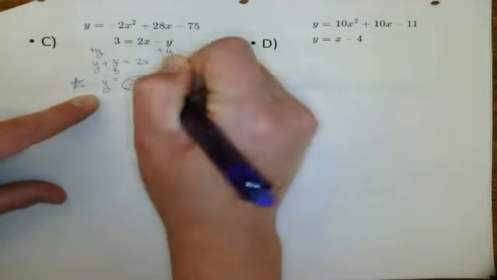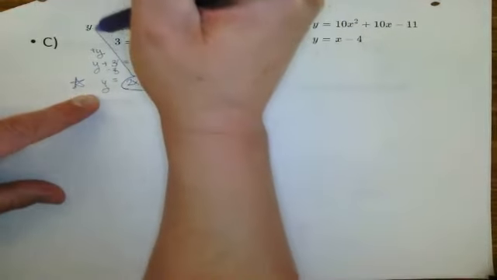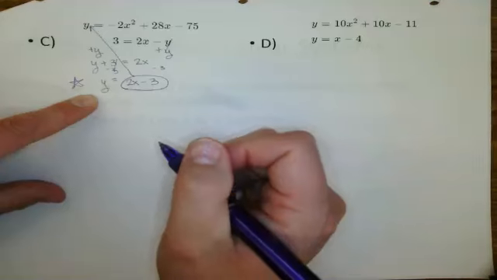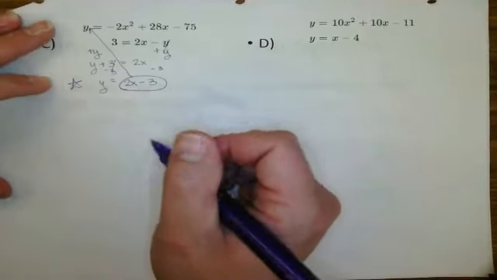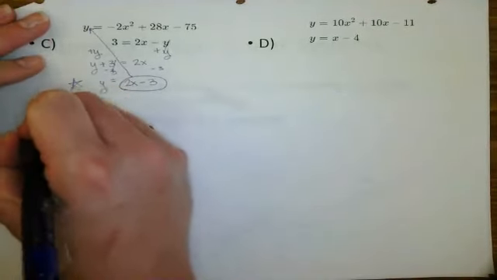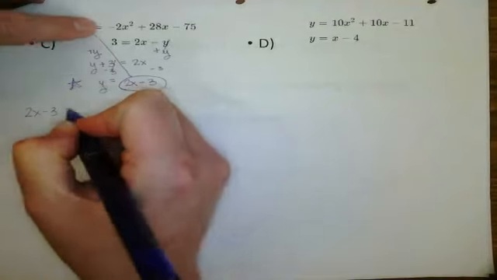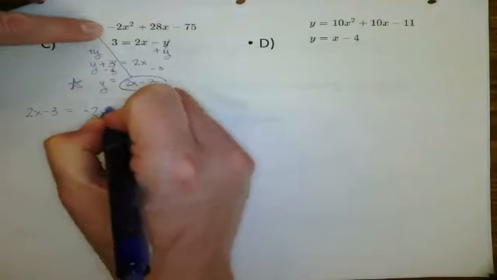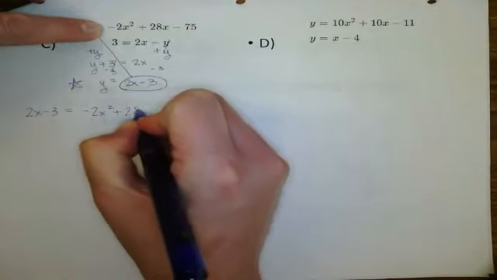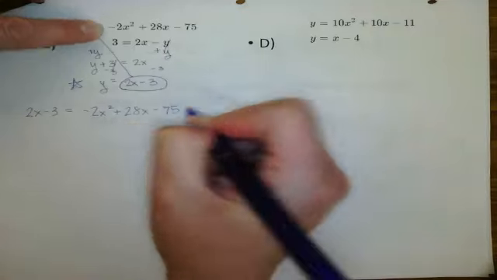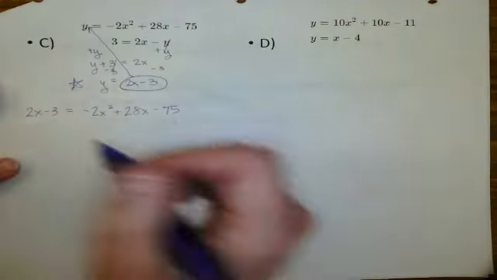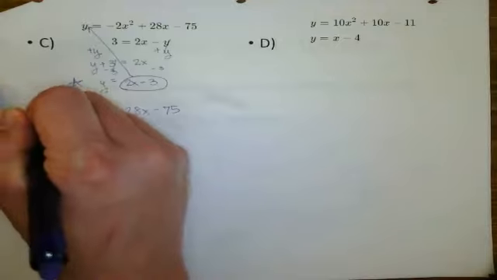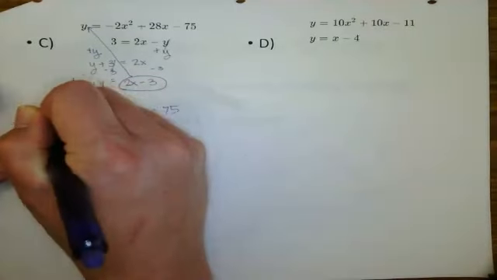So this is my equation that's simple that I can use. Y is the same as 2x minus 3. So wherever else I have a y, I can plug it in because those are the same. So we have 2x minus 3 is equal to negative 2x squared plus 28x minus 75. Again, I'm going to set it equal to 0. I'm going to subtract 2x. I'm going to add 3.